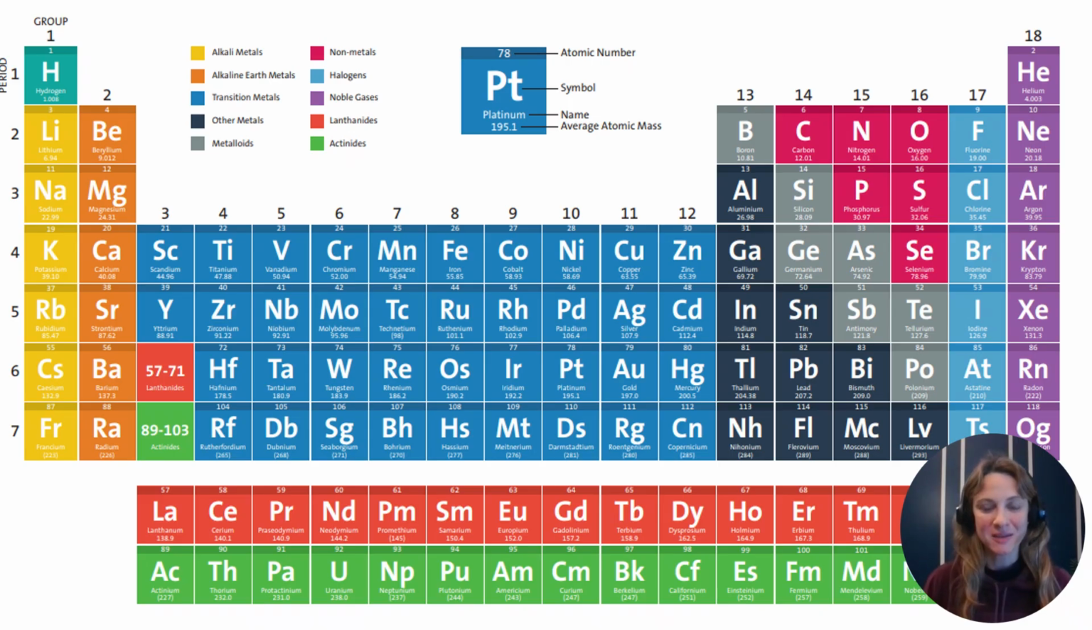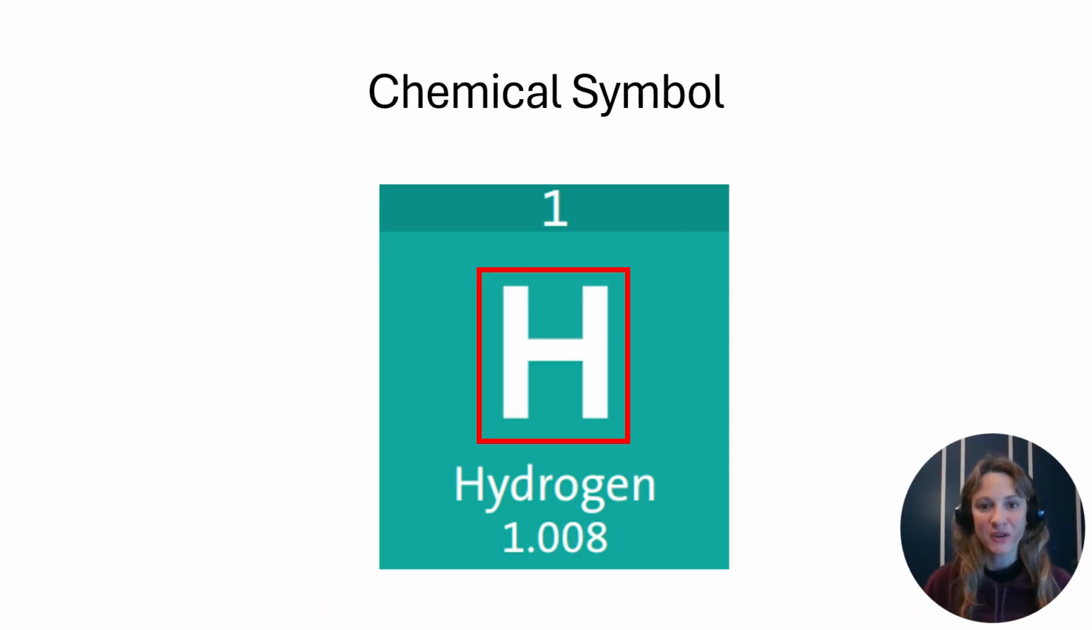And you'll see that the periodic table is quite colorful, and that is because the elements are grouped into groups of elements that are similar and behave similar. But for today's video, I'm going to focus on teaching you about what the different numbers and letters on the periodic table mean.